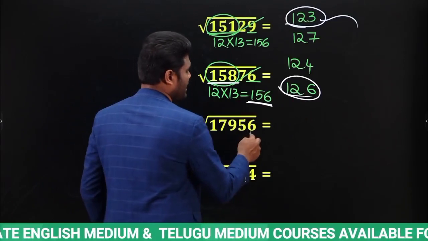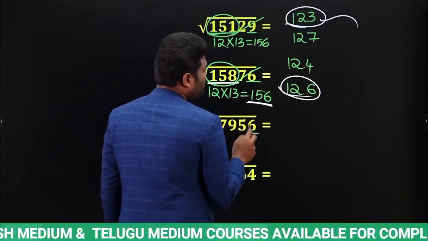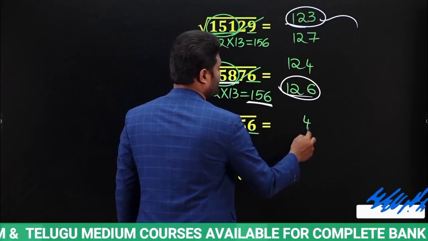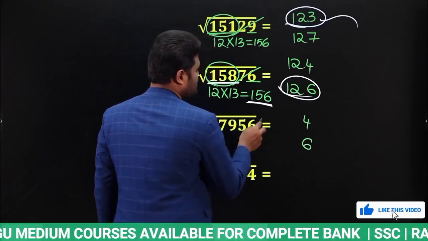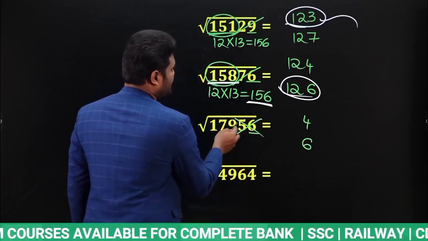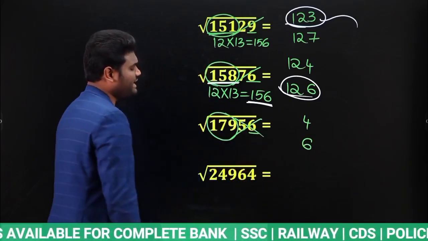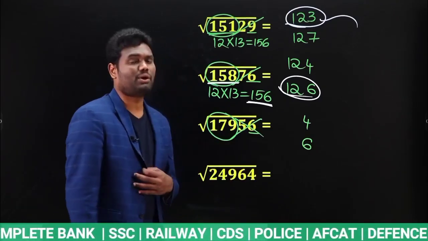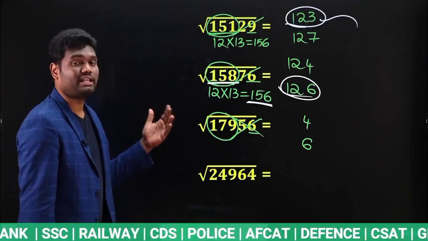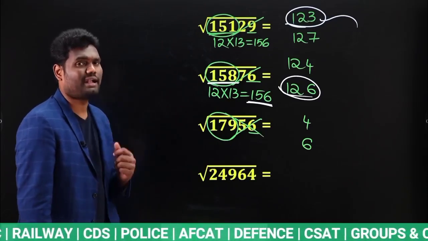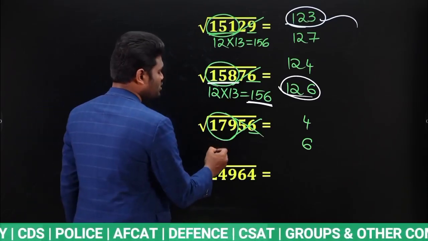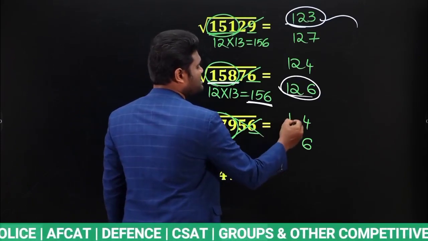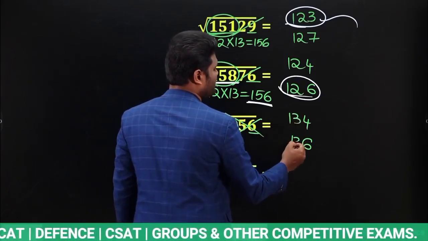Okay. Next, look here. Last digit is 6. When do we get 6? 6 we are going to get at 4 or 6. Strike off the last 2 digits. Next, a perfect square close to 179 and less than 179. 13 square is 169. 14 square is again going to be more. So you can't take 14 square, you have to take 13. So this is going to be 13.